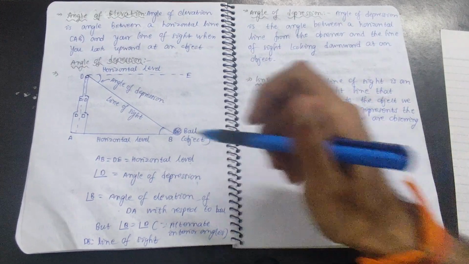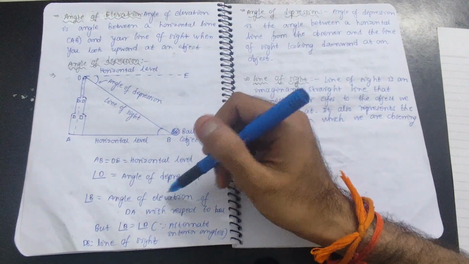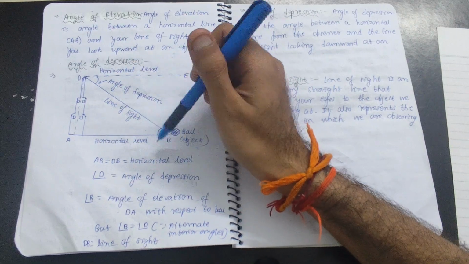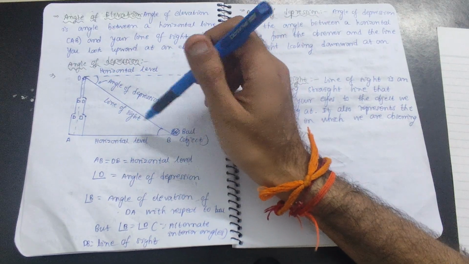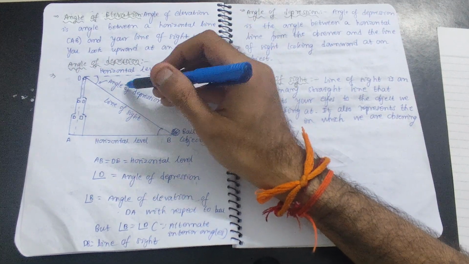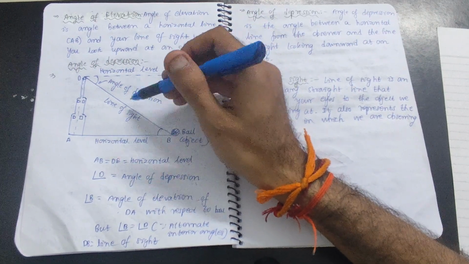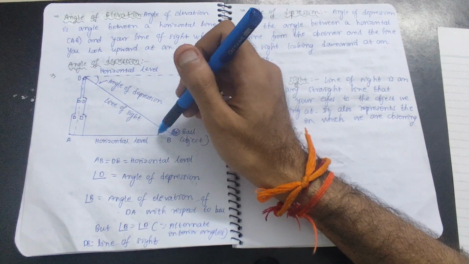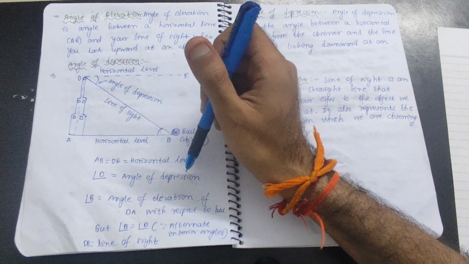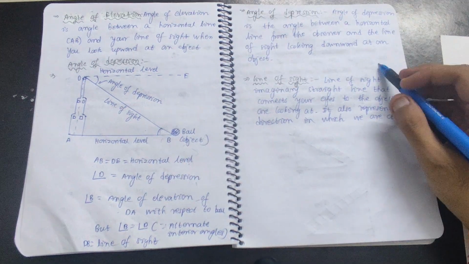So here what you do, you take angle B, this angle of elevation. Why? Because angle D and angle B are both alternate interior angles on the same side of transversal DB. Since angle B is equal to angle D, which were alternate interior angles, this becomes the angle of elevation for this building. Similarly, we have the angle of depression definition.